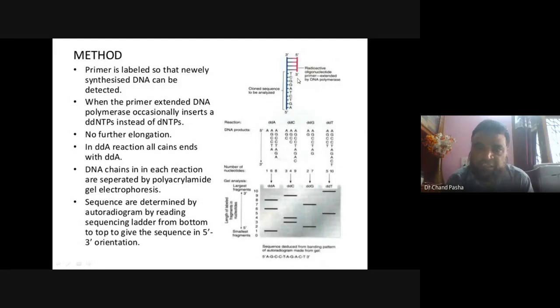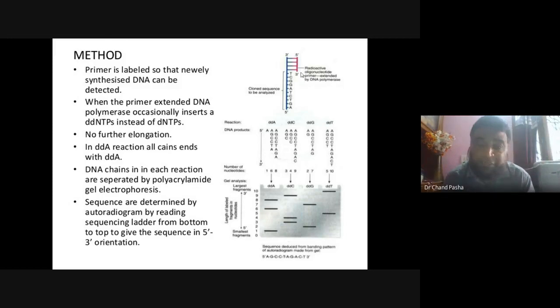And here the new bases are being added, and these new bases will be complementary to the template region. Suppose here T is there, what should be added? A should be added. Here C is there, G should be added. Here G is there, C should be added. So the complementary bases of the template region will be added on the hydroxyl region of the growing strand. This is called the growing strand. And one more thing, the 3' hydroxyl region is very important.